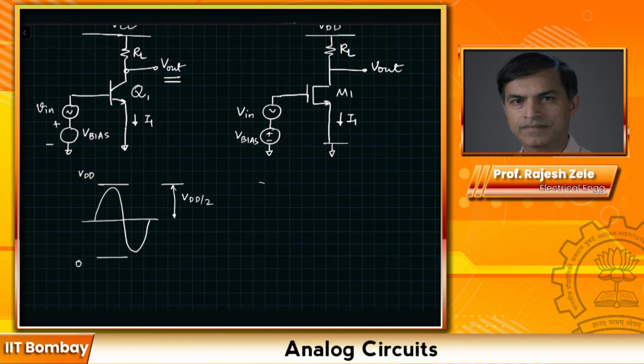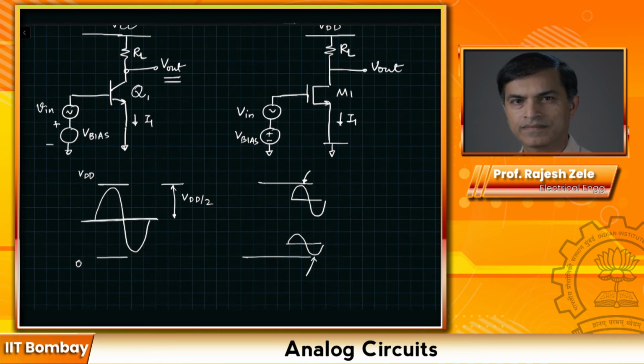Let's say you had biased it close to 0. Then you can only get this much amount of swing. If you had biased it somewhere up in the top, then you will get only this much swing. Because beyond this, this part will get clipped, and beyond this, this part will get clipped. So if you bias it right in the middle, then your output can move. We call it rail to rail, almost rail to rail.